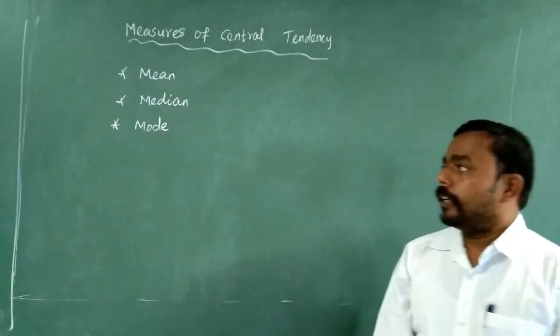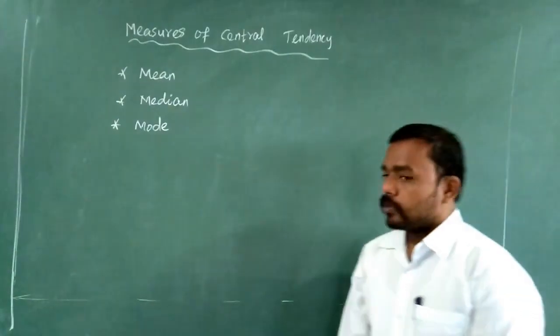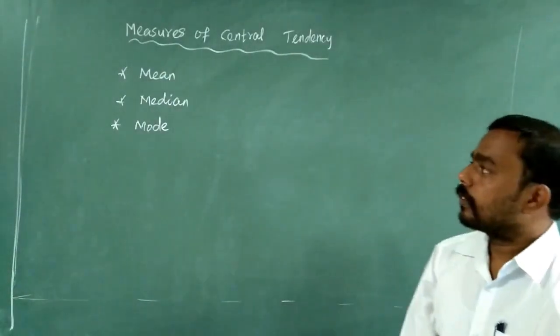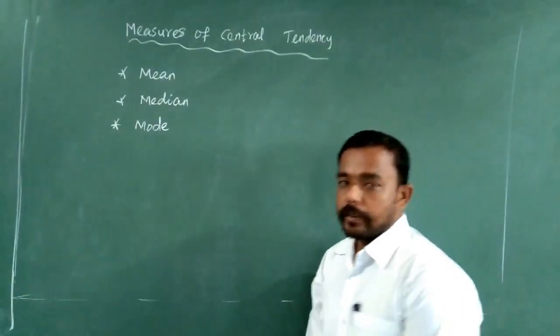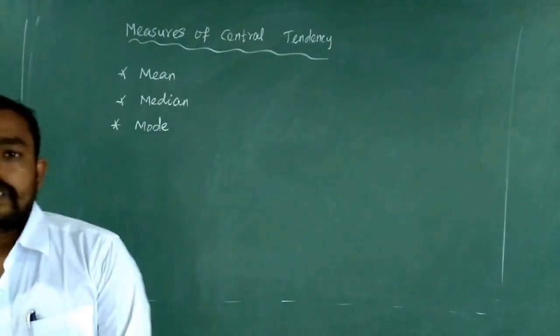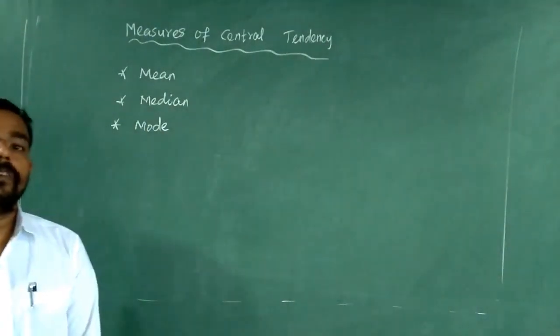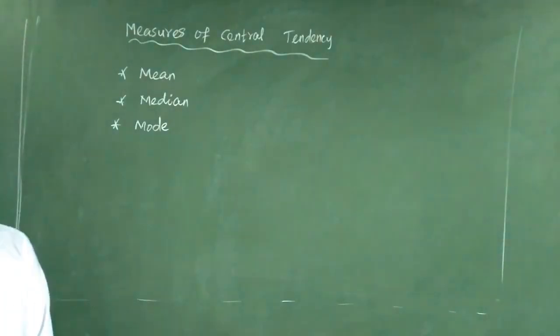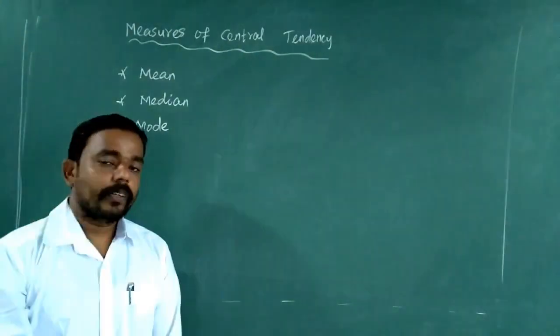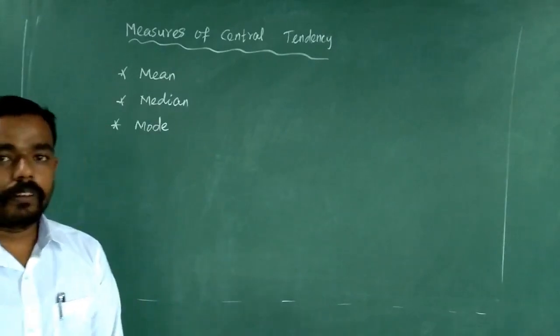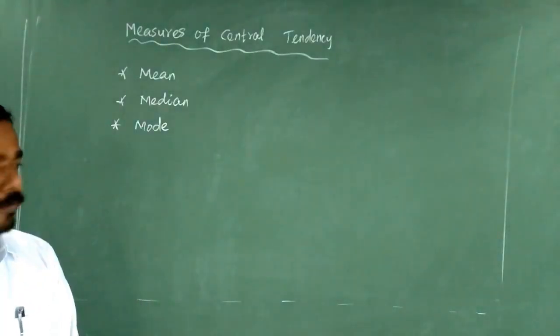Now median, mode, everything you have already studied in your lower class. Mean is nothing but the sum of observations divided by the number of observations. The answer may be a decimal or a whole number. It's called mean, arithmetic mean, or average.